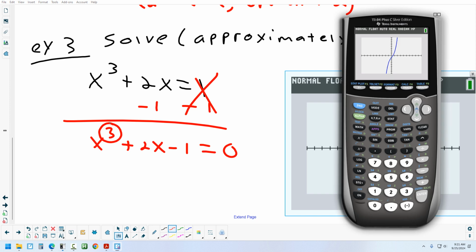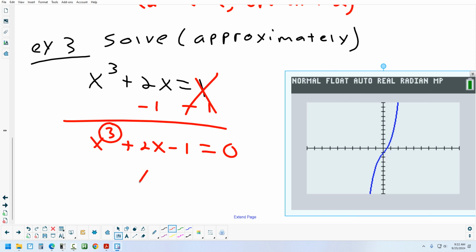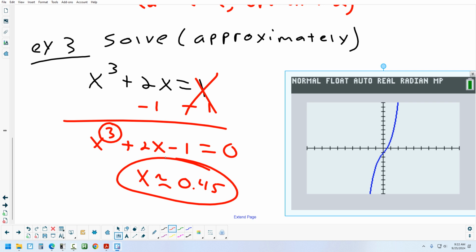All right, so how do I figure out approximately where it crosses? You have to use the 0 function. Okay. Second, then calc. 0, yep. It's usually left bound, which is just left of it, and right bound. So we'll go to the left and hit enter, right and hit enter, and then guess close to it. And it tells me that it crosses at 0.45. So x is about 0.45.